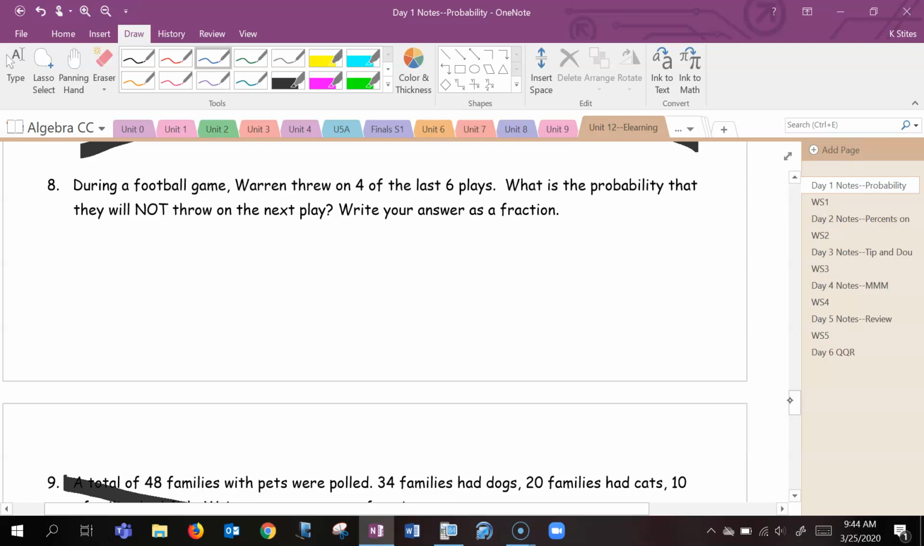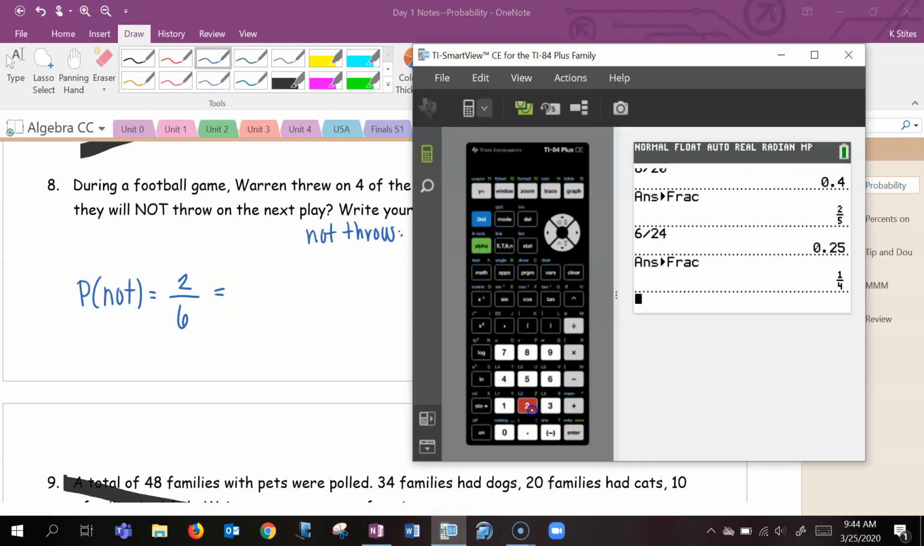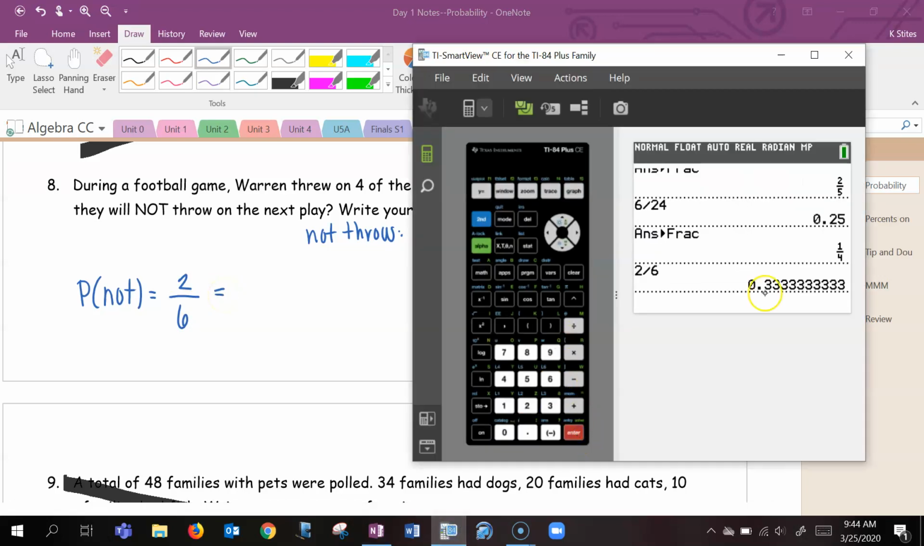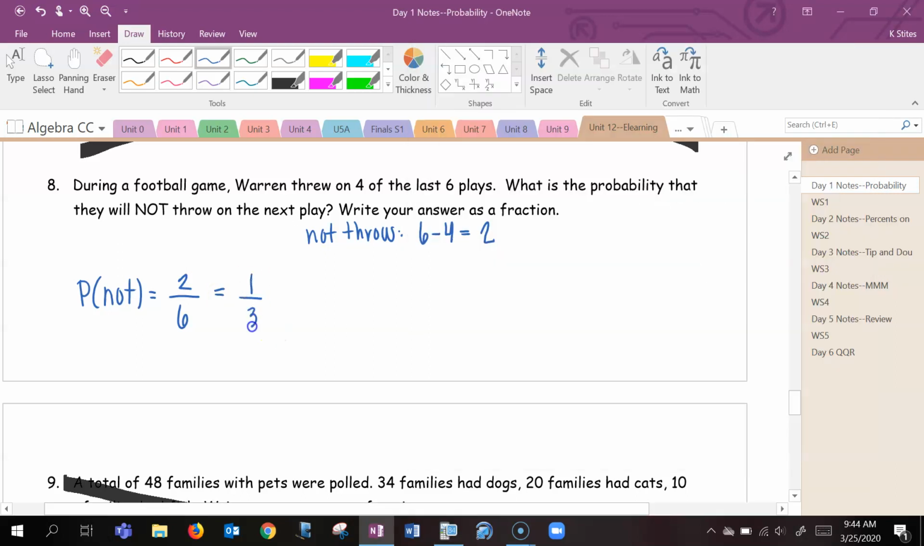So if we're throwing on 4 of the last 6 plays, that means we're not throwing on 6 minus 4, which is 2 of the plays. So the probability of not throwing happens 2 times out of 6 total plays. Okay, and we're going to write that as a fraction, but we always want to simplify. So 2 over 6 simplifies to 1/3. Okay, so 1/3 is your answer.